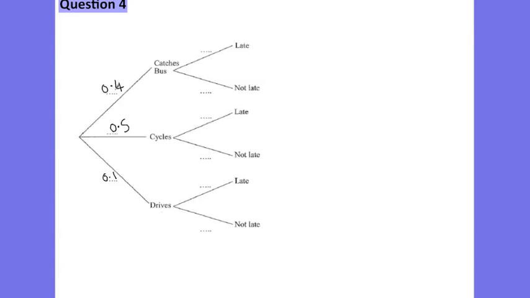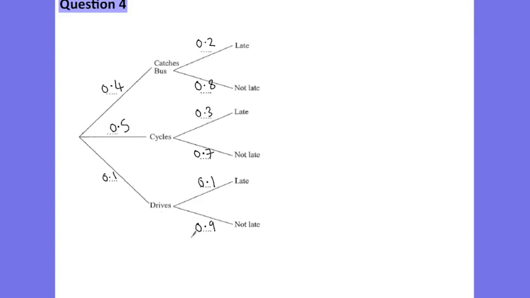When Joan catches a bus, this one, the probability of her being late is 0.2. Therefore, the probability of her not being late, they must add up to 1, is 0.8. When she cycles to work, the probability of her being late is 0.3. Probability of her not being late must be 0.7. And lastly here, when she drives to work, the probability of being late is 0.1. Therefore, the probability of not being late is 0.9.